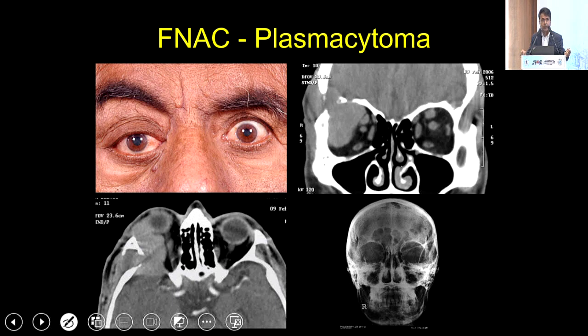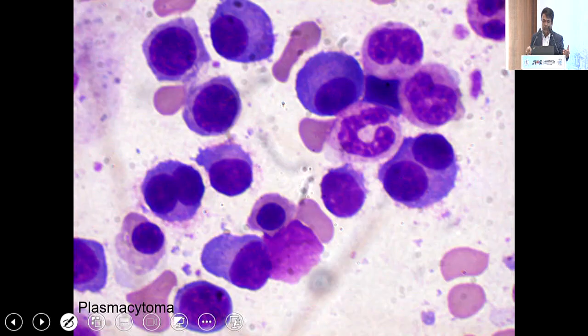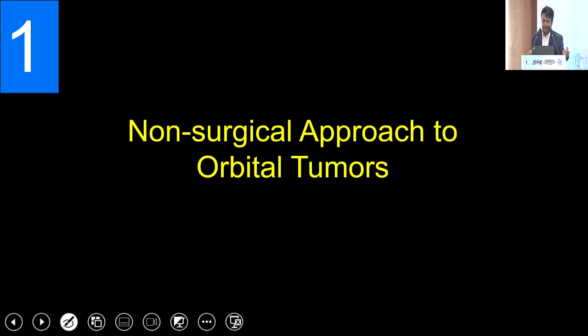In a situation of multiple myeloma, this patient had a history of prior multiple myeloma. Where there's a triradiate lesion, you're sure it is plasmacytoma clinically. And all that you do here is an FNAC, and that will confirm the diagnosis. You don't have to open up for an incisional biopsy.